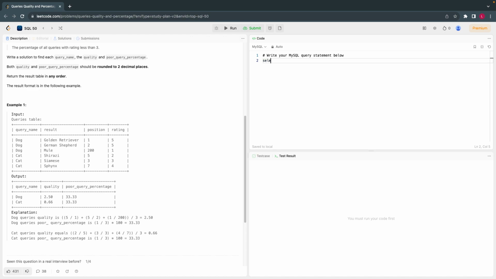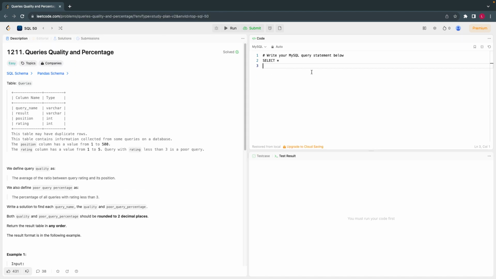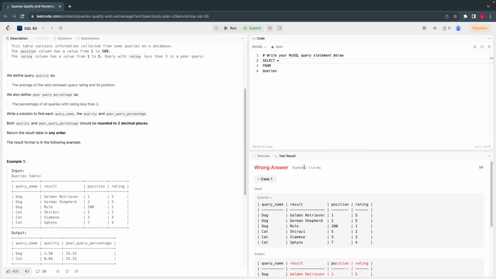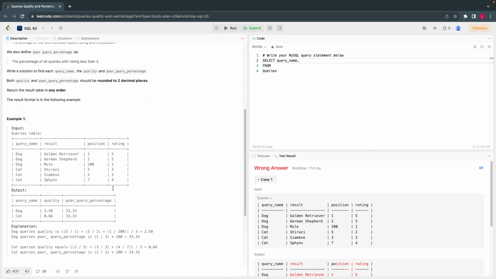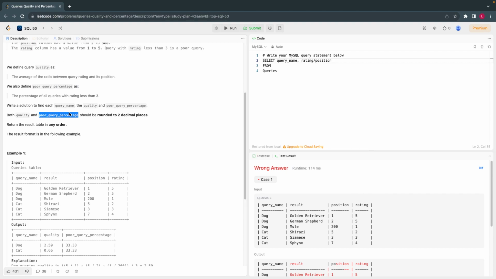So let's do this. Let's select all the records, starting from the queries table. We get all the records, but we don't need all of them, so let's go one by one. We take only query name. What they are asking is this divided by this, rating divided by position. So let's do that. Stay with me, we'll go step by step. We'll come back to the poor query percentage in a while.